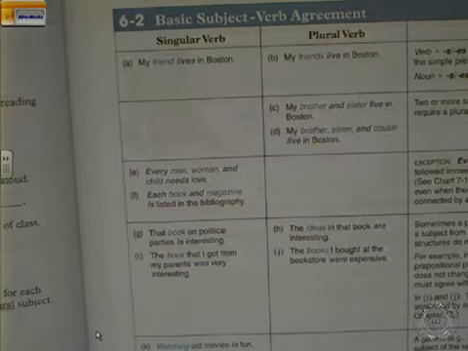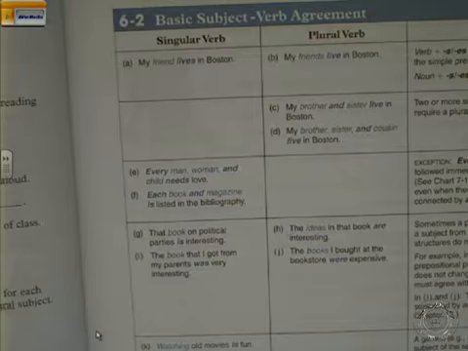My brother and sister live in Boston. So this is very intriguing, very, very important. My brother and sister means two. So the choice is live in Boston. My brother, sister, and cousin live in Boston.